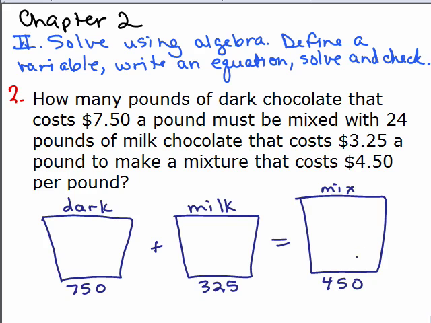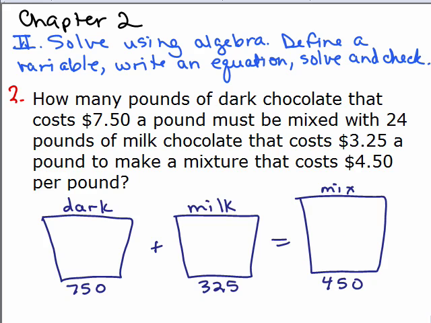First of all, it should make sense to you that the mixture price is somewhere in between the more expensive and the less expensive chocolate. It's not necessarily right in the middle. If it were, then we would just have even amounts of both. In fact, notice that it's closer to $3.25 a pound, so there's probably going to be more milk chocolate than dark chocolate. So there are a lot of things you might consider even before working the problem.